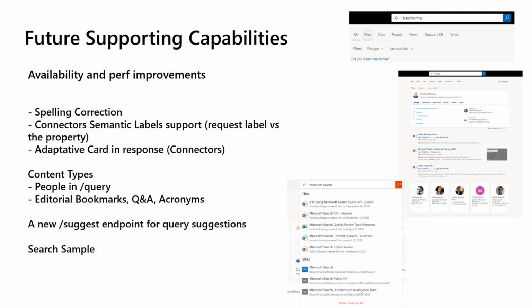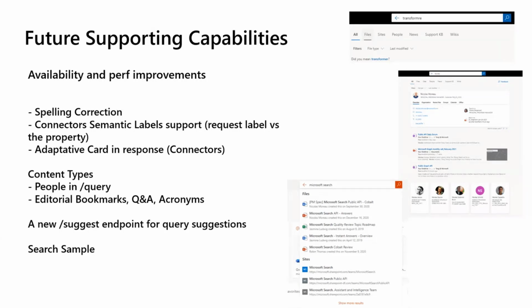The third thing we're planning on adding is supporting adaptive cards in the response for connectors. In the connectors admin UX, you can configure an adaptive card that we call the modern result type, or modern display template. We think in the search API, it would be good, given we have an element of UX to help render, to provide that, because today we just return the raw data. We don't return anything to display. So these are the three features on query that we want to add.